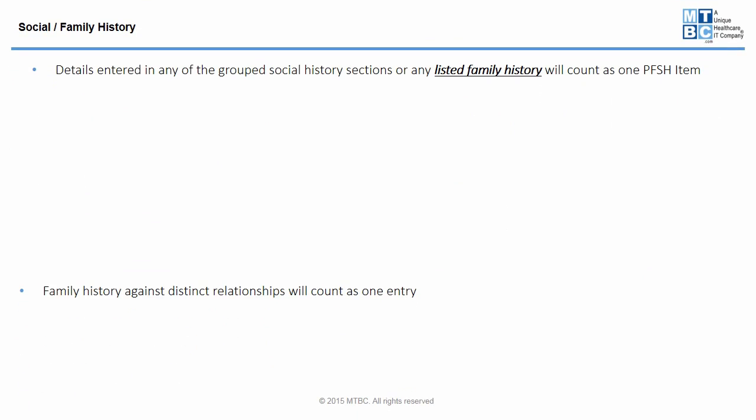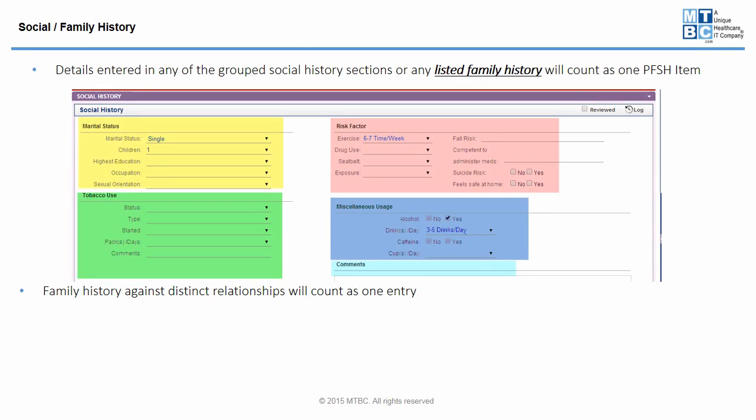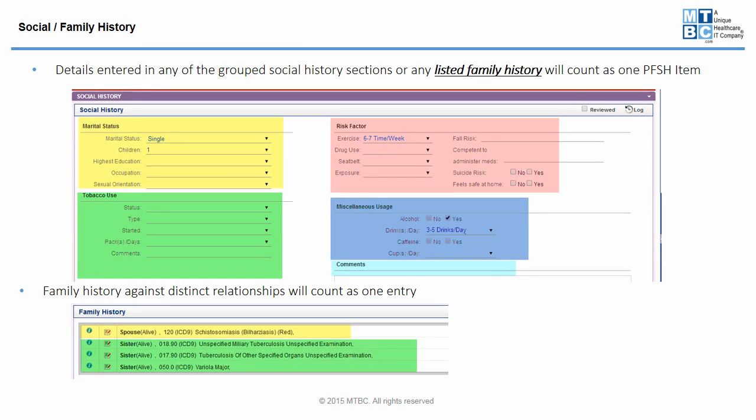Details entered in any of the group social history sections will be counted as one entry, as you can see below. Social history is 1 item, tobacco usage 1 item, risk factors, and then miscellaneous usage. And the family history, distinct relationships will be counted as 1 entry.